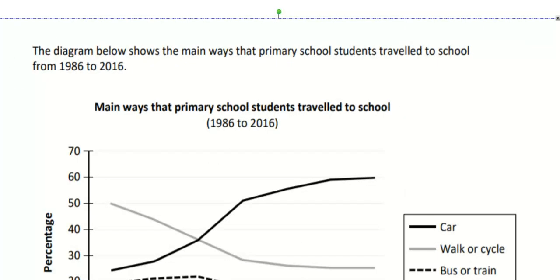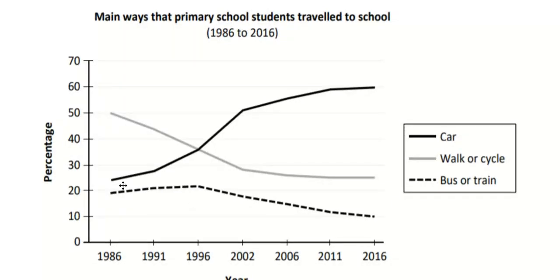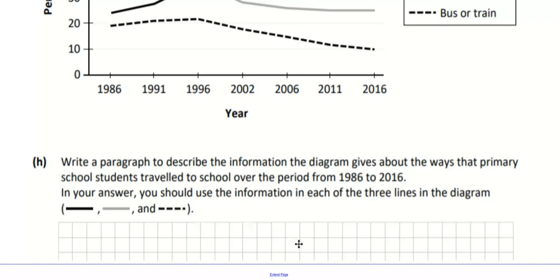No bother. Okay, the diagram shows the main ways that primary school students travel to school from 1986 to 2016. So we can see the lines going up. You can see that more and more people are going to work in a car as every year goes by. The number of people who are walking or cycling, which started off at 50% in 1986, is going downwards to about 25% in 2016. We see bus or train had a mild growth in the 90s and now has been reduced in numbers from 1996 down to 2016.